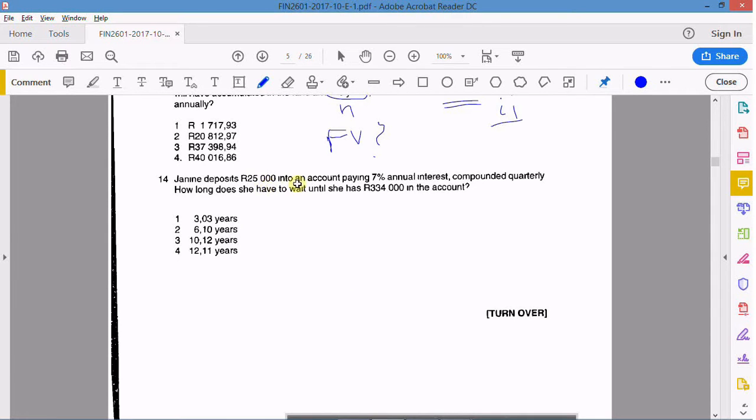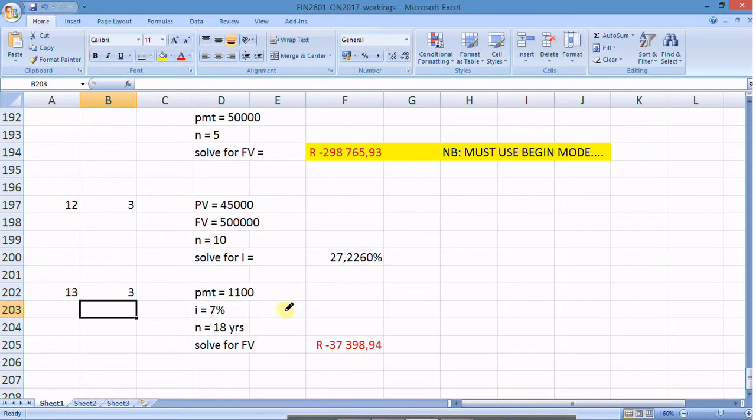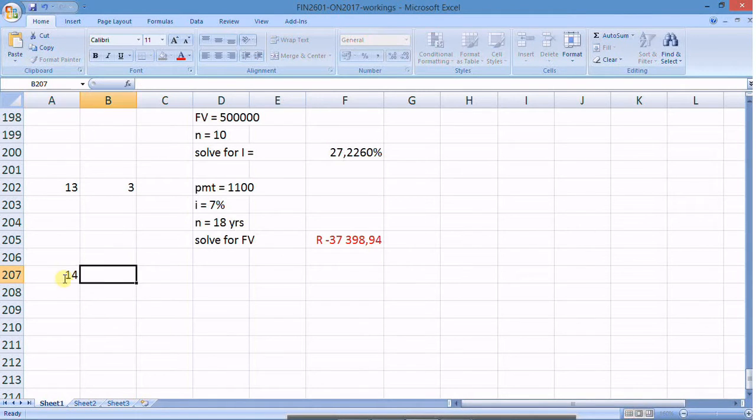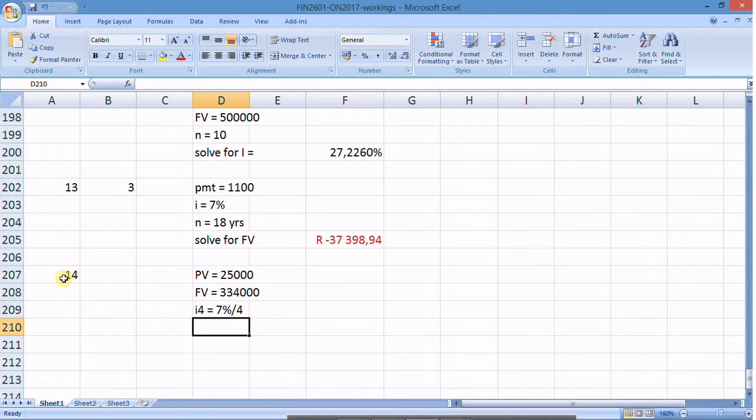Right. 14. Janine deposits 25,000 into an account, that's PV, paying interest compounded quarterly. How long does she have to wait? So work out N, if she wants a certain future value in the account. Make sense? Okay, so let's jot those figures down. So PV is 25,000. FV is 334,000. Okay, I is 7% divided by 4. Okay, good. Solve for N.